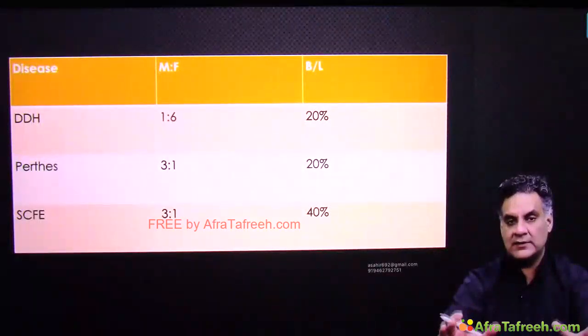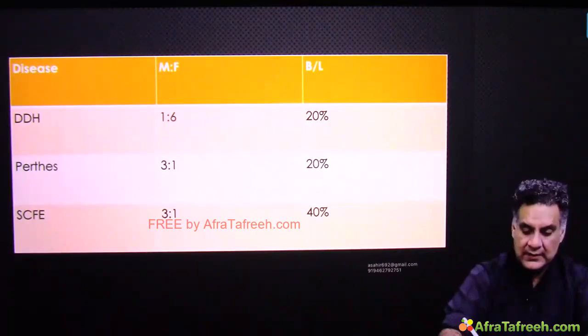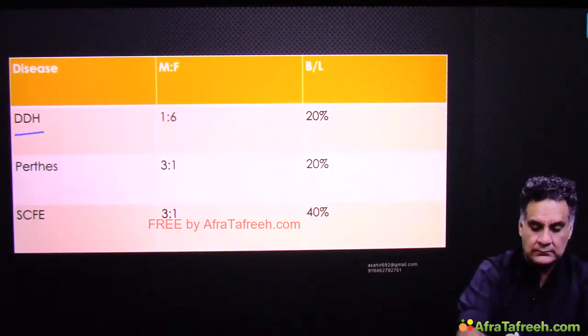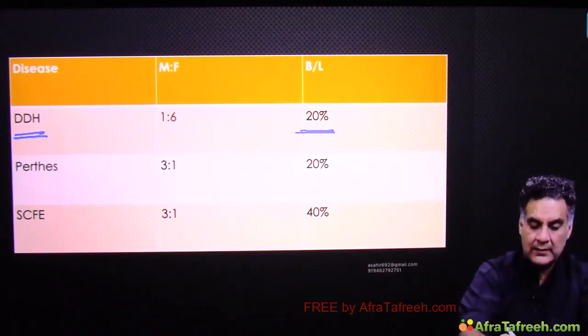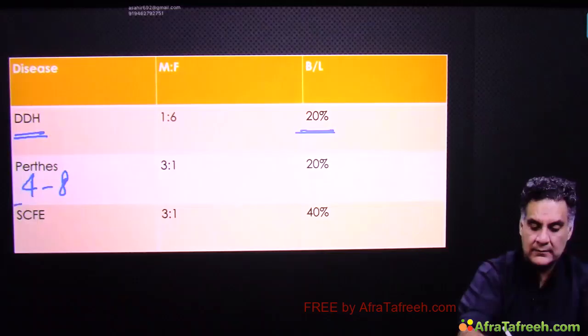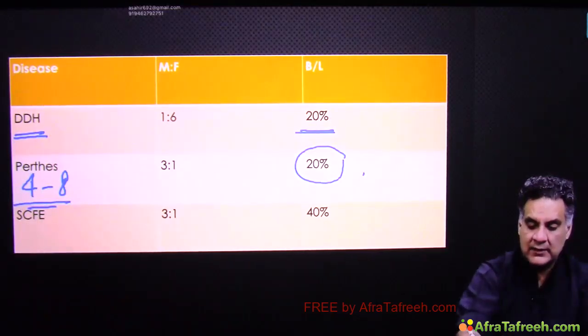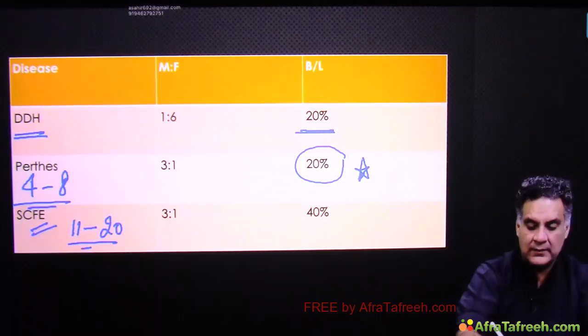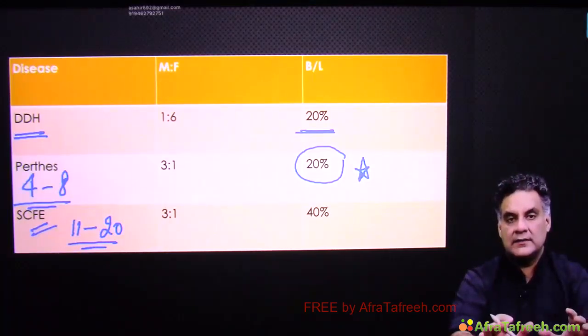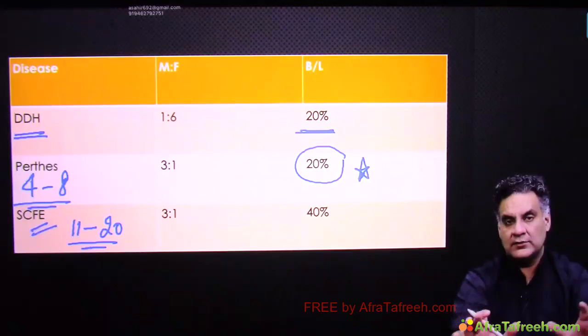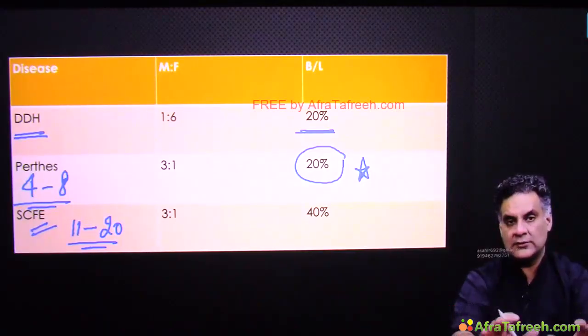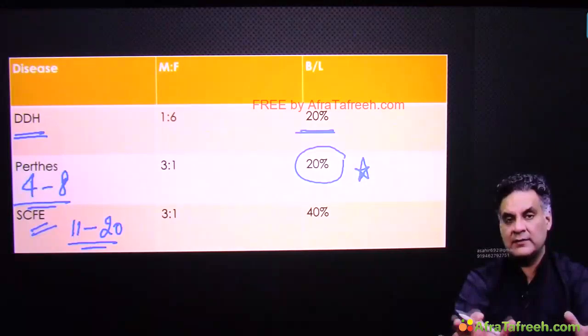If I look at the diseases around the hip joint, you see DDH right at birth, 20% bilateral. Perthes, age group 4 to 8 years, 20% bilateral, very commonly asked. Slipped capital femoral epiphysis, 11 to 20 years. So there are 3 diseases in the second decade of life: osteosarcoma, osteochondritis dissecans, and slipped capital femoral epiphysis.